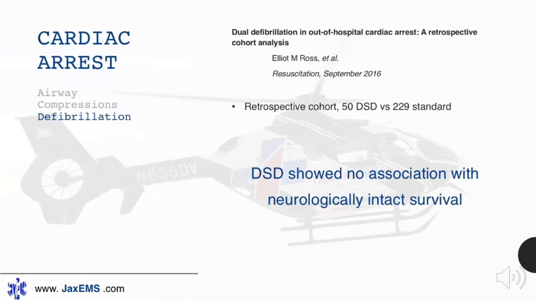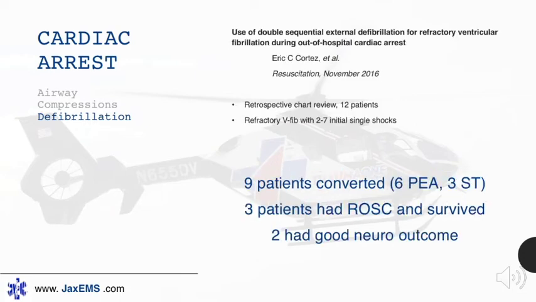So this is a retrospective cohort, looked at 50 double sequential defibrillations versus 229 standard single defibrillations. Double sequential showed no association with neurologically intact survival. So again, now we're actually getting into real studies that are comparing 2 things, not showing any survival benefit. In this one right here, they looked at 12 patients. This is a retrospective chart review. 9 converted, 3 patients had ROSC and survived, and 2 had good neuro outcomes. So then you can make the argument, well, we're actually making people survive that are in a vegetative state now. Is that a good thing?